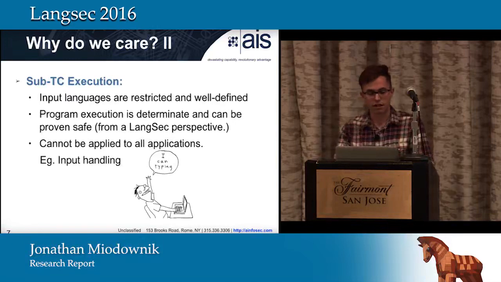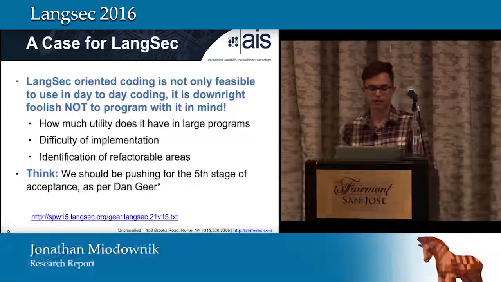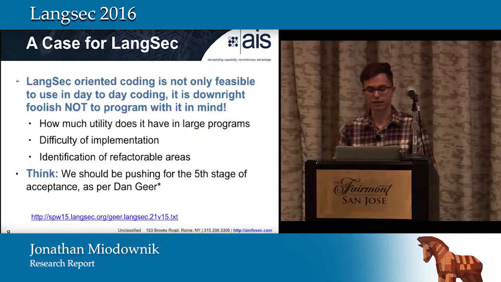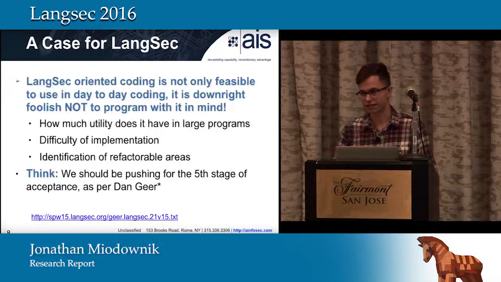Unfortunately, this can't be applied to all applications, so input handling has to take a user input, and that's kind of at the discretion of the user and possibly a payload writer. So the whole point of this is to make a case for LangSec. We're not trying at this point to say it's possible to do LangSec here. We're trying to say that it's not only possible, it's almost stupid not to be writing code with LangSec in mind. So I think Dan Geer last year talked about 5 stages of code acceptance. We should be pushing for that 5th. We should actively be saying, why aren't we doing LangSec with our stuff?